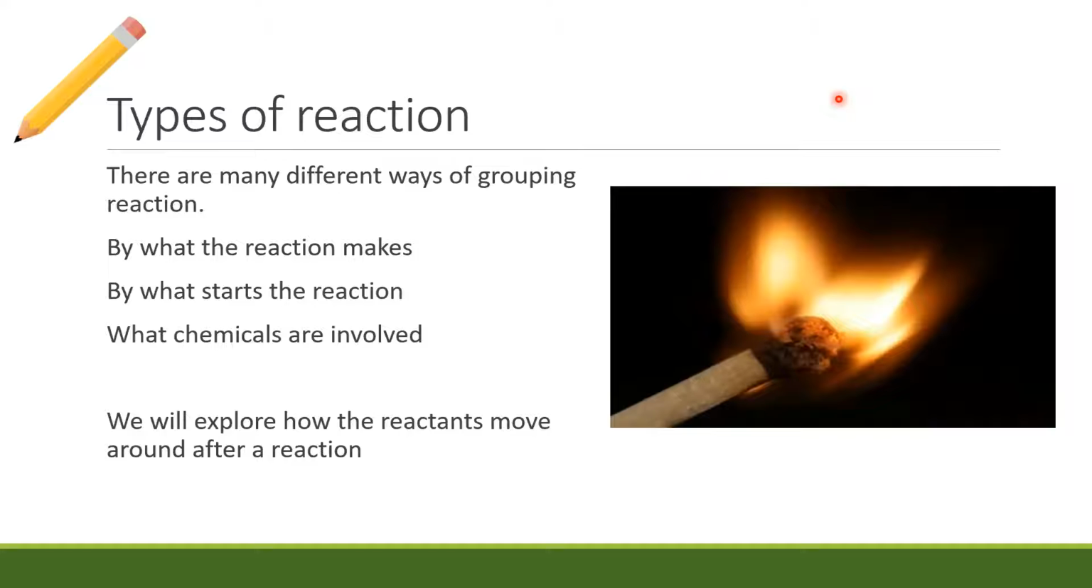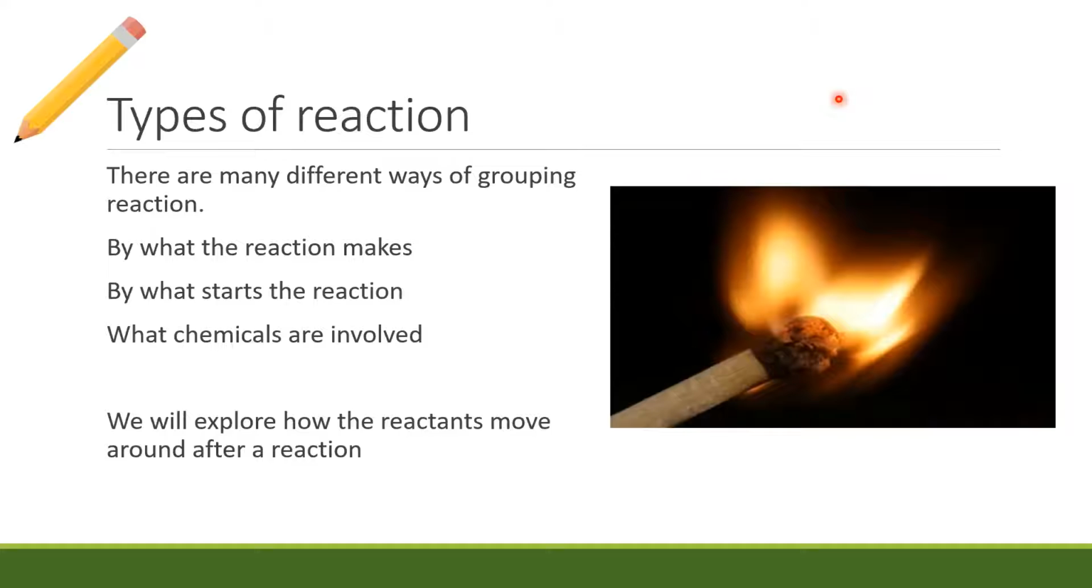You can group them by what the reaction makes. You can group them by what starts the reaction. So it could be a light-based reaction, so you could call it a photoreaction. You could call it an electricity reaction because it starts with electricity. You could talk about it with what chemicals are involved. Oh, it's an oxygen combustion reaction. Well, that means oxygen is involved. You know, if it's a reduction reaction, that means that electricity is involved.